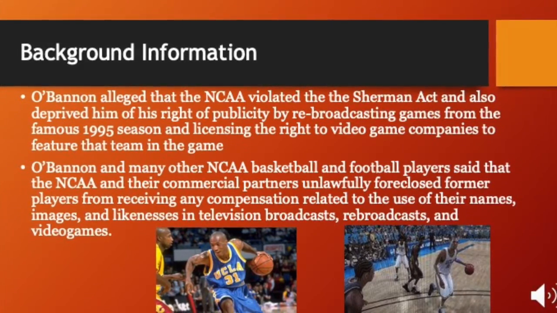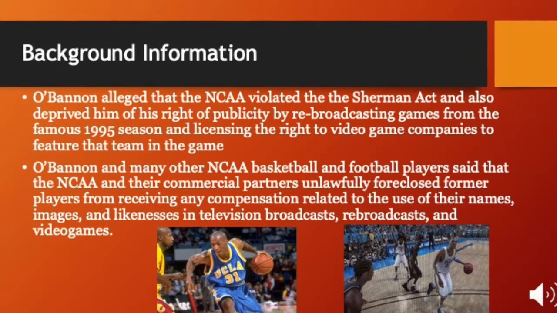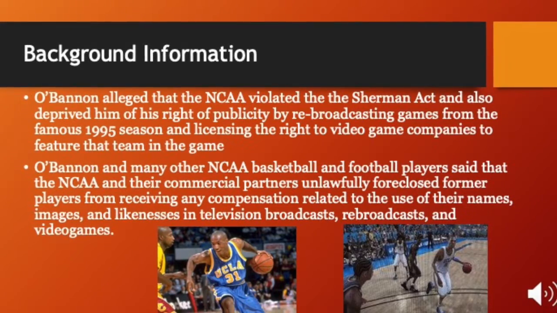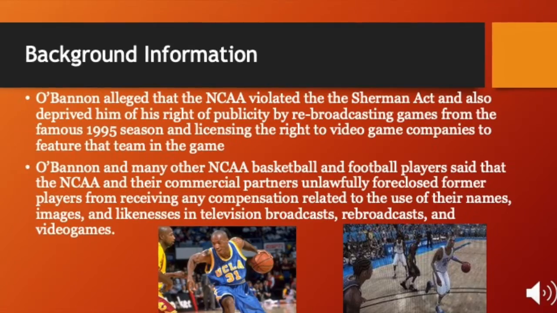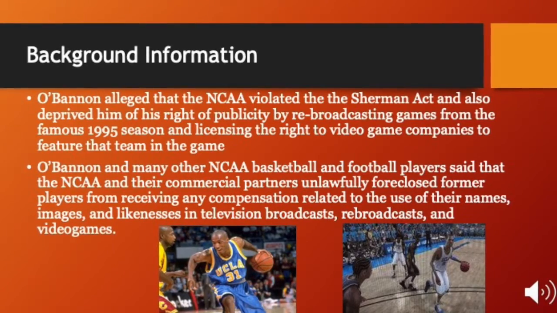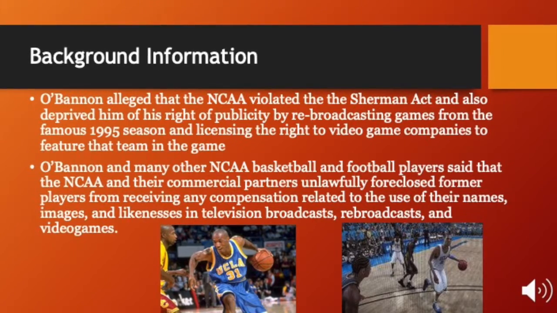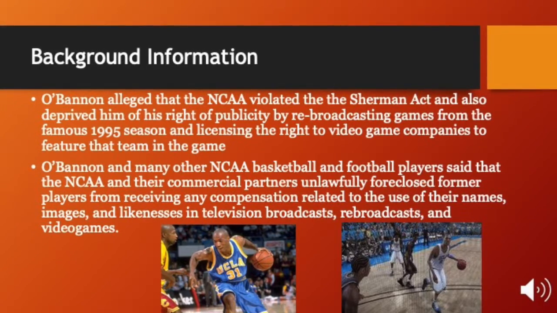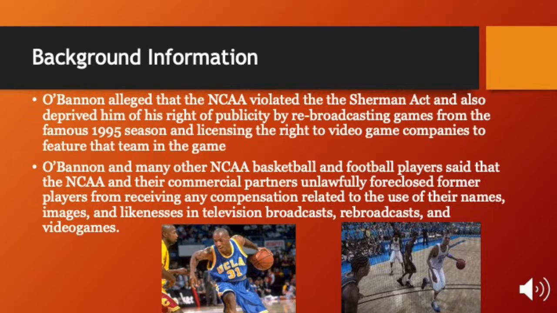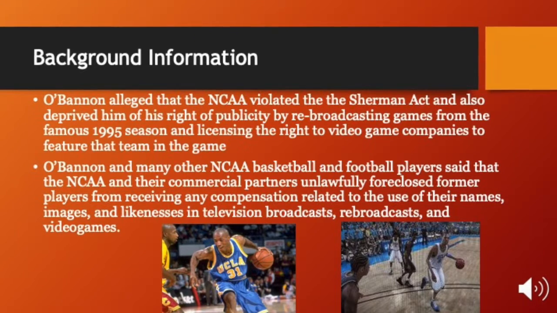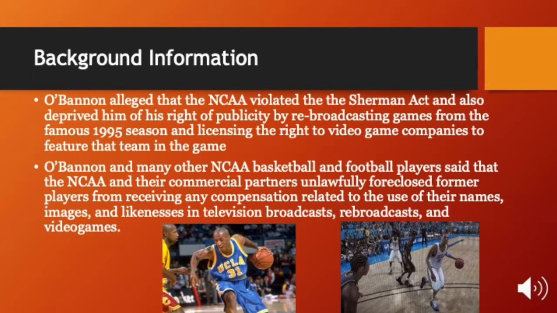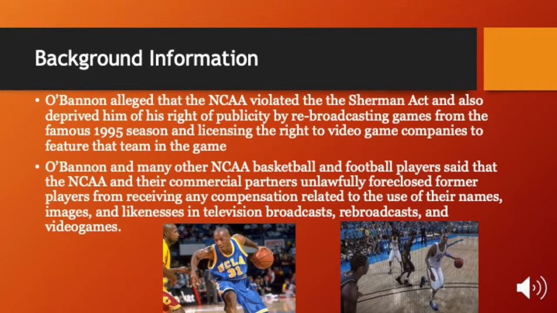The one on the left is Ed O'Bannon, and the one on the right is a player in NCAA basketball 2009. As you can see, both players have very similar skin tones. They're both bald. They're both wearing UCLA jersey number 31, and they both shoot lefty. So pretty much the player in NCAA 09 is an exact replica and is based off of Ed O'Bannon, which is why he decided to sue for likenesses.